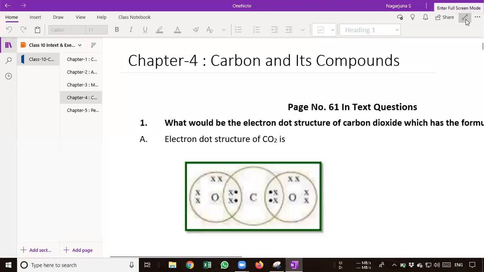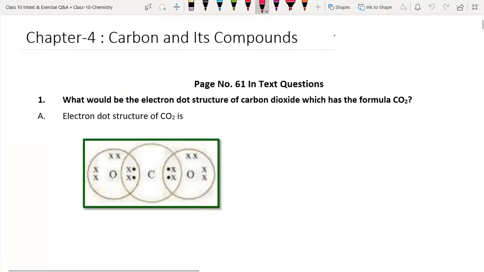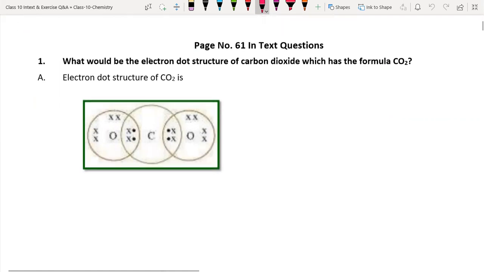Hi guys, welcome back. In this video, you are going to see answers for all in-text questions from chapter Carbon and its Compounds from your Grade 10 NCERT Science textbook. So fourth chapter, Carbon and its Compounds. Let us see all answers for all the in-text questions.